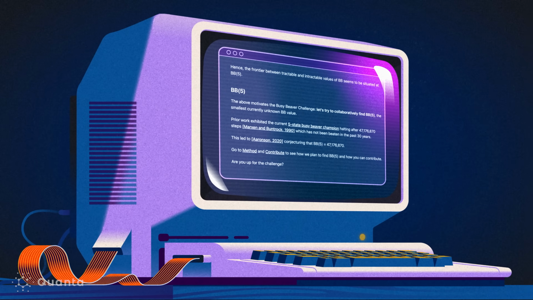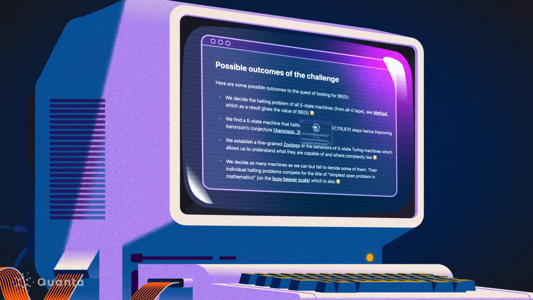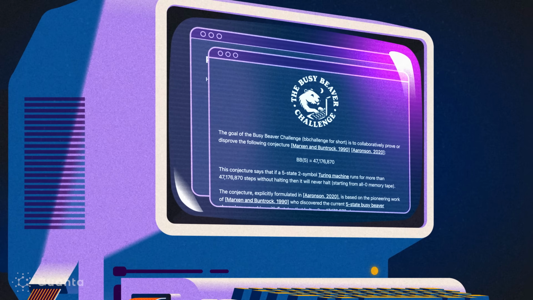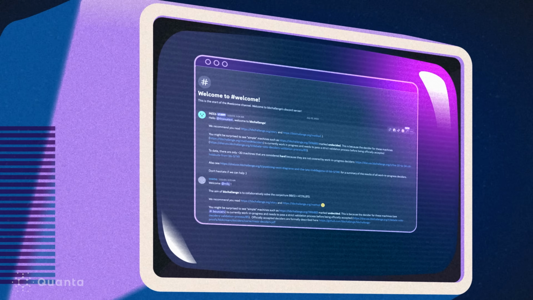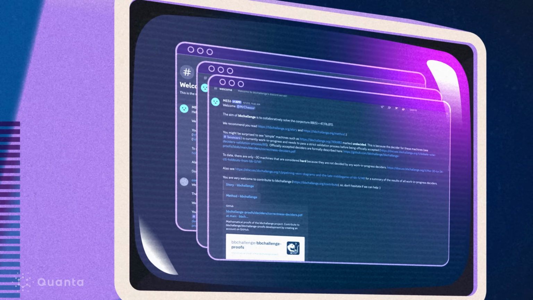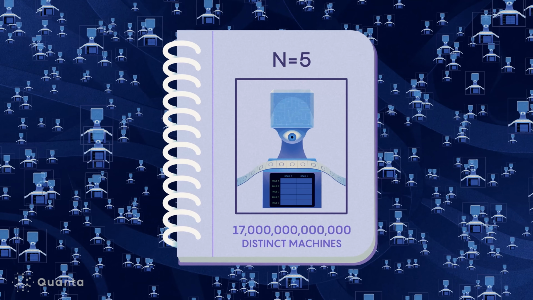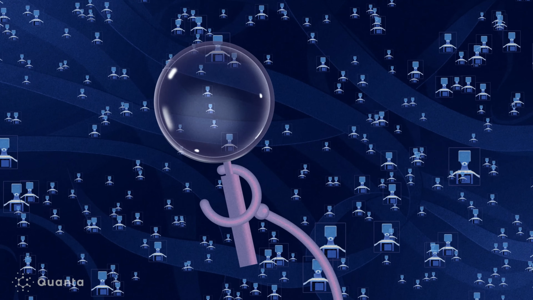So in 2022, Sterrin created a website dedicated to solving BB5 and named the endeavor the Busy Beaver Challenge. We have to create a tool so that people can start working on the problem so it's less overwhelming. It's not just one person, it's more distributed. Word soon got out about the challenge, and people from all over the world joined in. The hope was to build a little scientific community. But with 5 rules, there are nearly 17 trillion possible Turing machines. Where do you even begin the search?